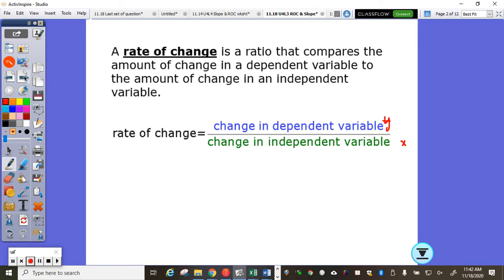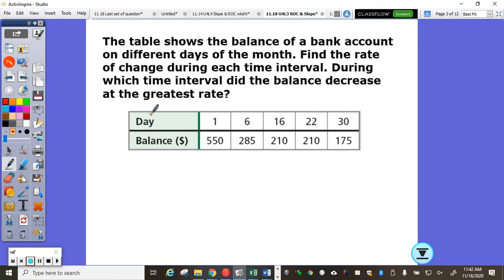All right? So when you get into these word problems right here, this is showing a table for the balance of a bank account, okay, on different days of the month. So this is clearly a high schooler, all right? So the first day he got $550. The sixth day they got $285. The 16th day, $210, and so forth. And so the question is, during what time interval is there the greatest increase or decrease? Okay, and what that means is the balance decreases at the greatest rate. Okay, does that make sense?